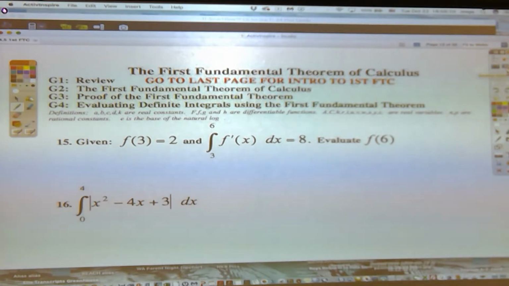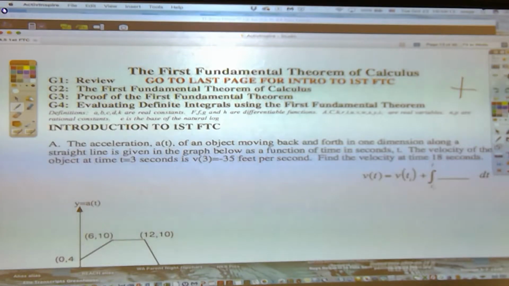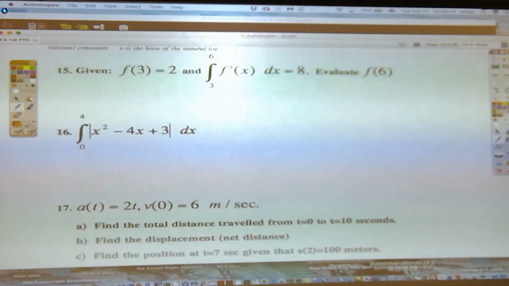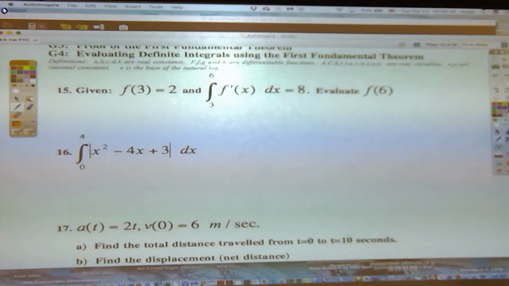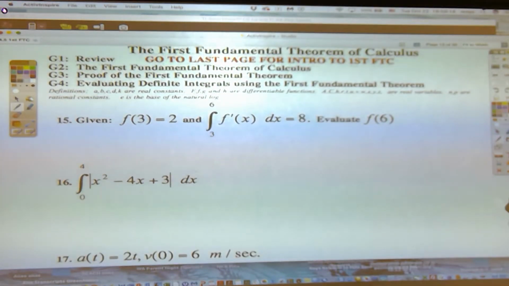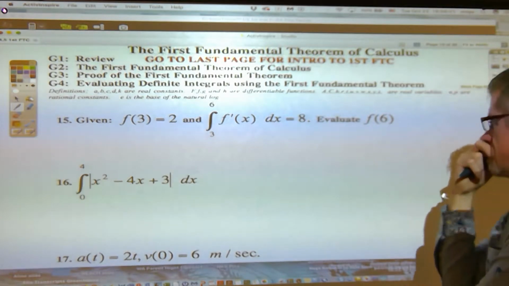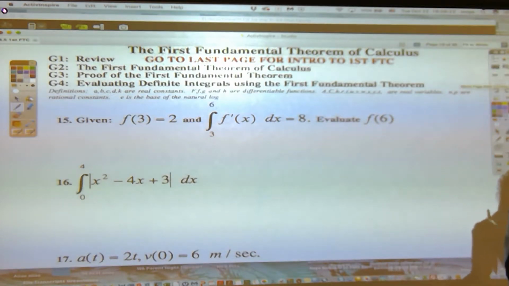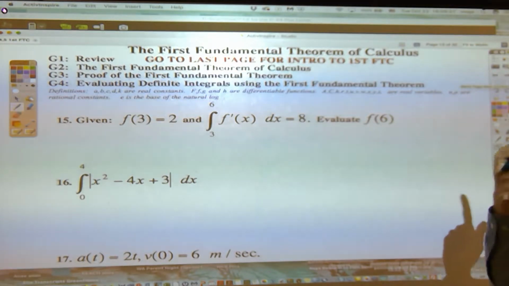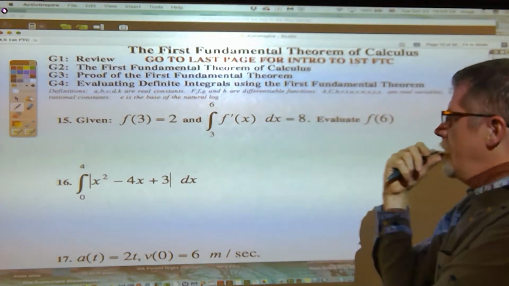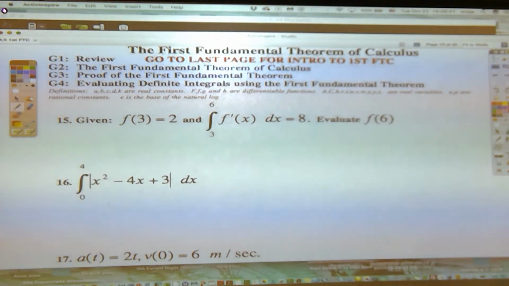Okay, yeah, this is an important one. Okay, problem 15. Find f of 6. They're telling us f of 3 is 2, and the integral from 3 to 6 of f prime of x dx is 8. So these problems tend to seem kind of confusing.